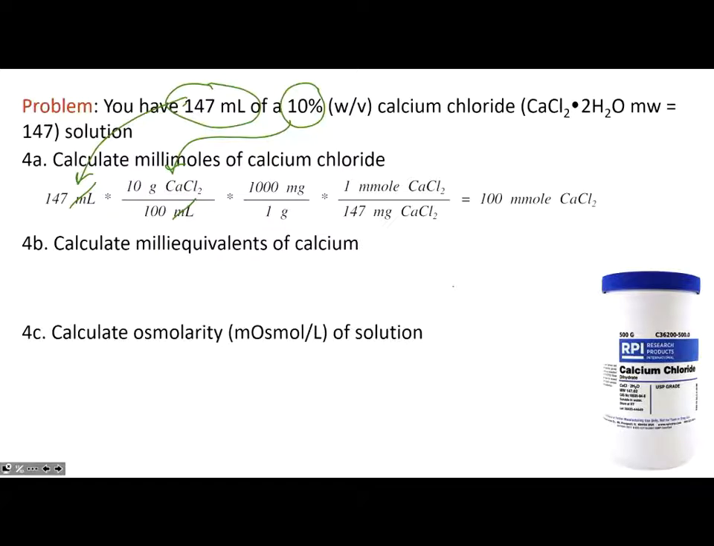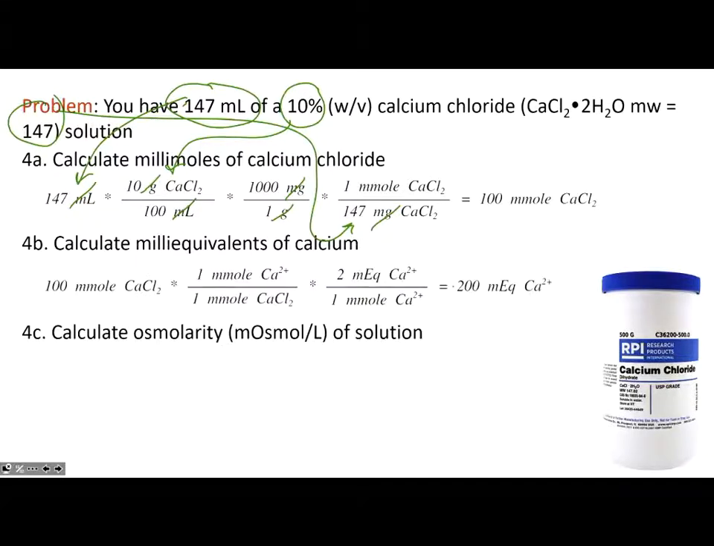Let's multiply by 1,000 to go from grams to milligrams so that we can then convert to millimoles, which is what the question asked for. And we do that by dividing by the formula weight. So the formula weight for calcium chloride was given to us as 147. So again, milligrams will cancel and we will be in millimoles of calcium chloride. And I would argue that gives you 100 millimoles of calcium chloride when you do that math. Okay?